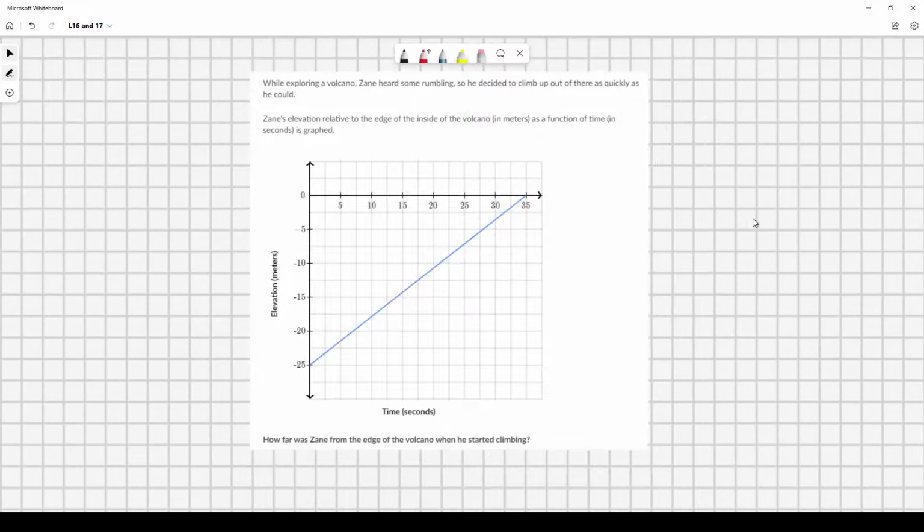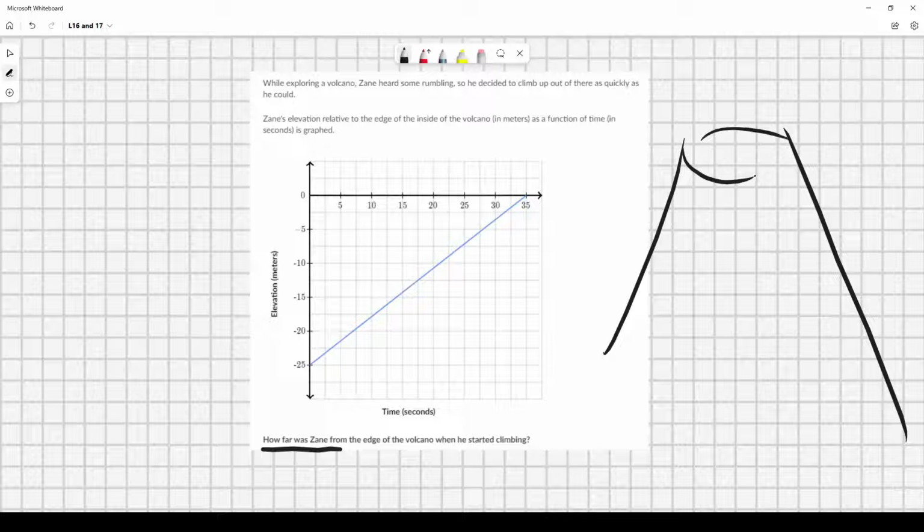So here's the problem. The first question is, how far was Zane? Let me read out the question. So Zane is the person. He is exploring a volcano, and all of a sudden, so if this is the volcano, and you can kind of see inside, I guess. Imagine you can see inside the volcano. He was exploring the volcano, and then he ended up here. He went down, and he's here now.